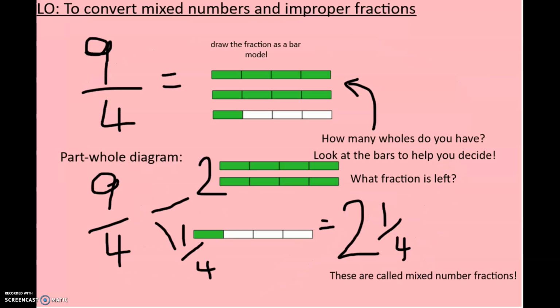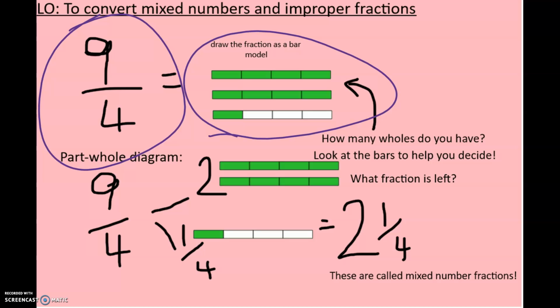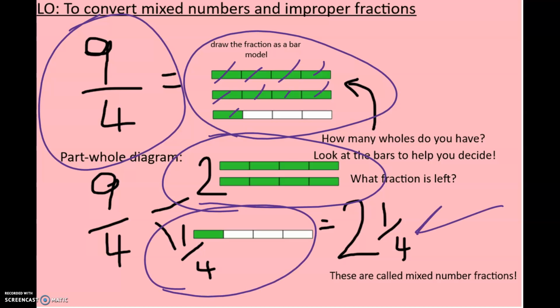So just a quick reminder from yesterday, we can find how many wholes and how many parts we have by using a part-whole diagram. You can see here on the board, I have 9 quarters, and I can use my bar models to work out how many wholes and how many parts I have. I've drawn my bar, I've split it into 4 because 4 is my denominator, and then I've coloured in 9 sections. 1, 2, 3, 4, 5, 6, 7, 8, 9. I can quite clearly see that I have 2 whole bars and I have 1 quarter left over, which as a mixed number is going to be 2 wholes and 1 quarter, like you can see there.